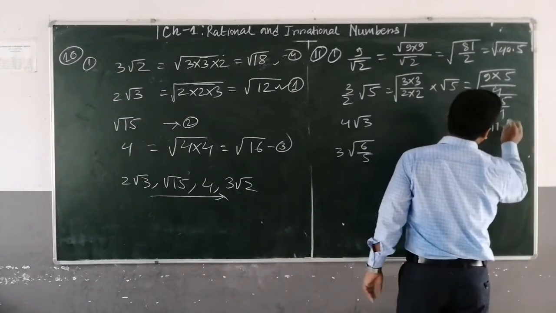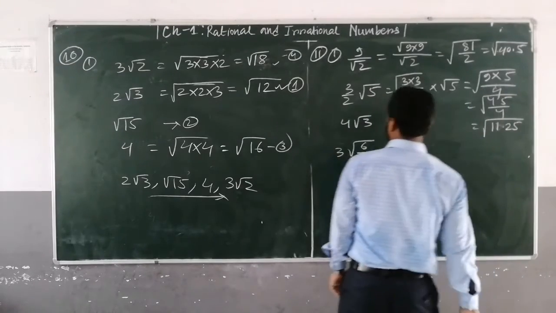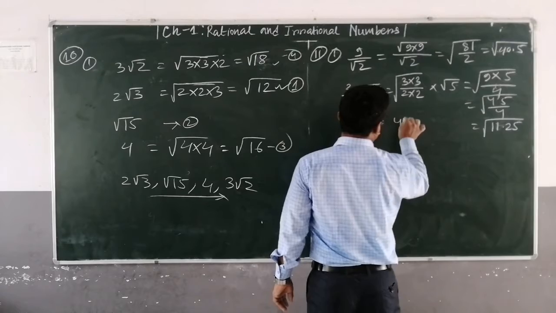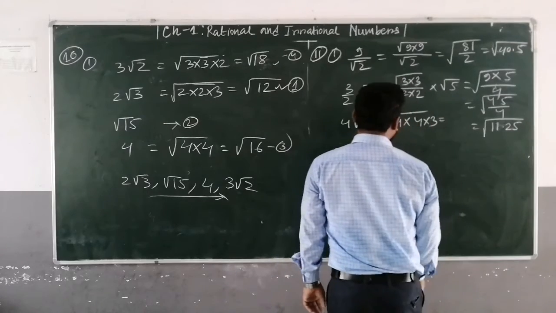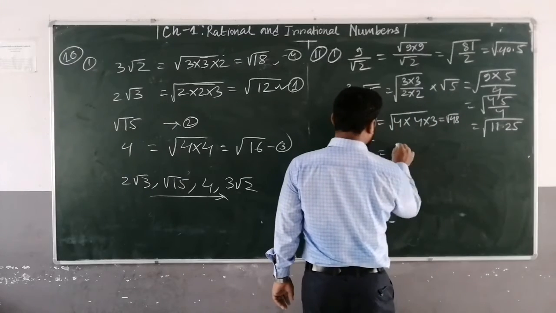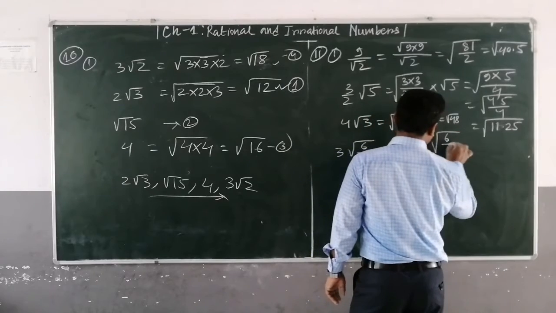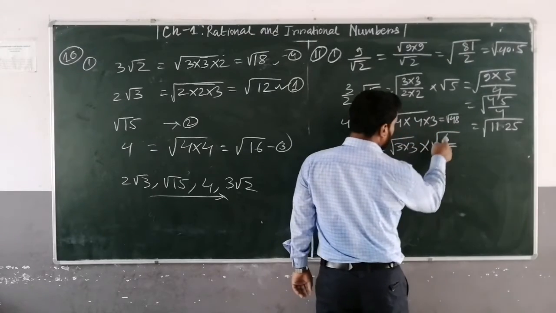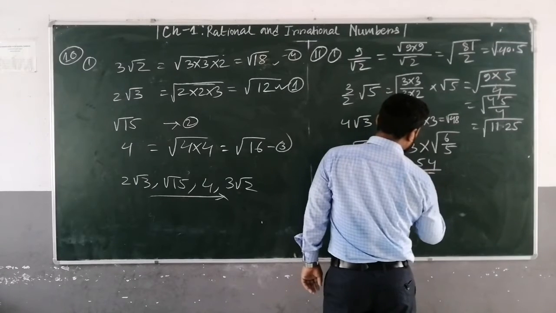Okay, 11.25 and 40.5. This is under root, and here it is 4 into 4 into 3 under root, so this will be equal to under root 48. And this is 3 into 3 under root multiplied by 6 upon 5. So 3 3s are 9, and 9 6s are 54 upon 5.